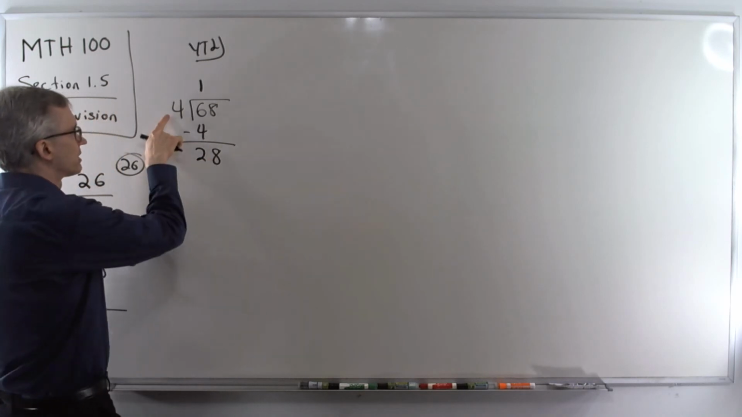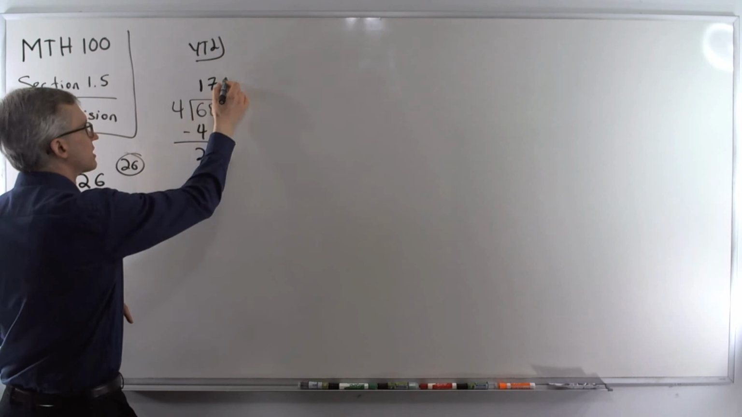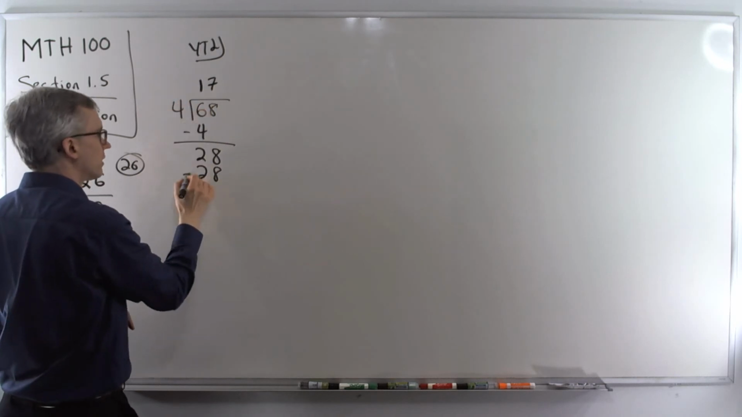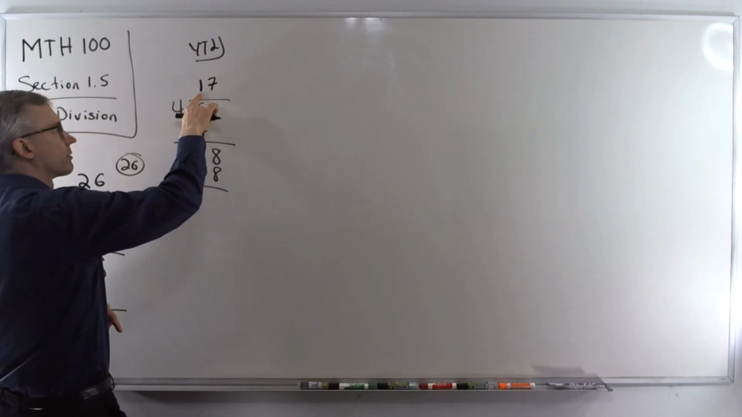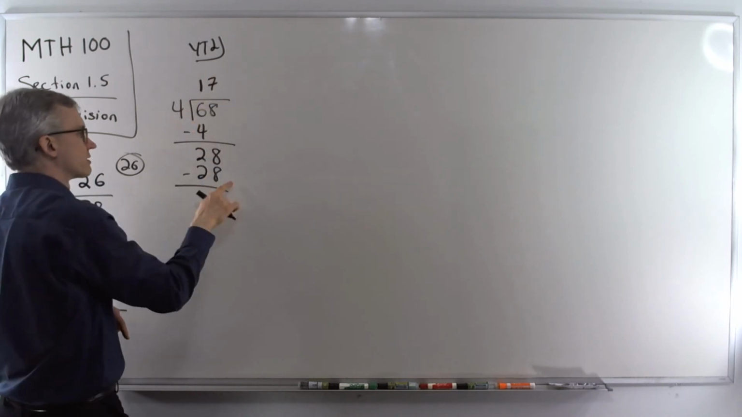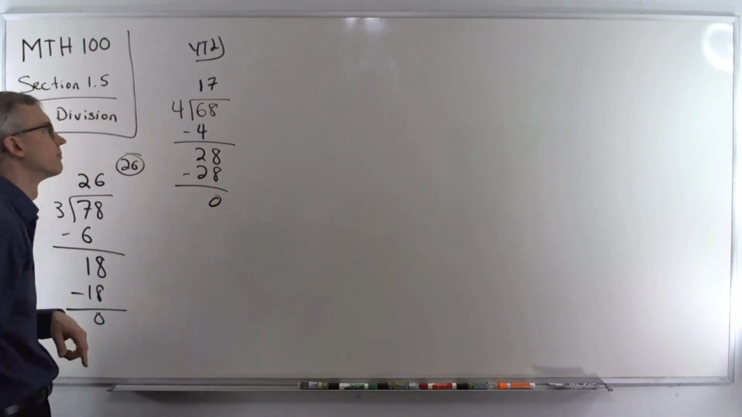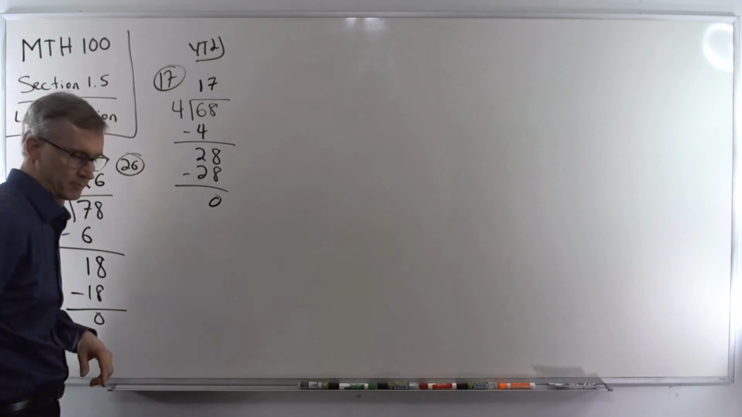Now we're going to figure out how many times 4 goes into 28. And that is 7. 7 times 4 is 28. Remember, you're only going to multiply by the last digit here. We're not multiplying by 17, just multiplying by 7. 7 times 4 gives us 28, subtract to get 0, so we're done. And the answer is 17.